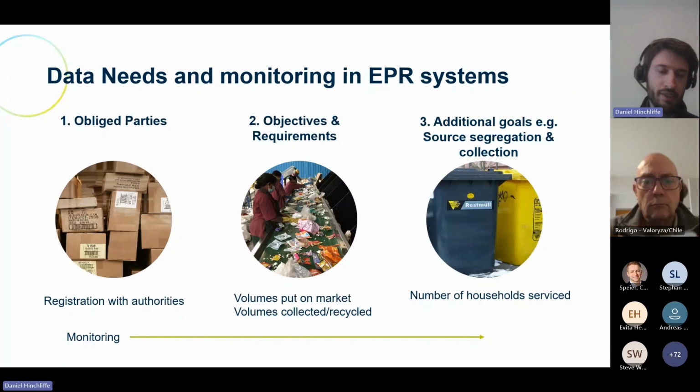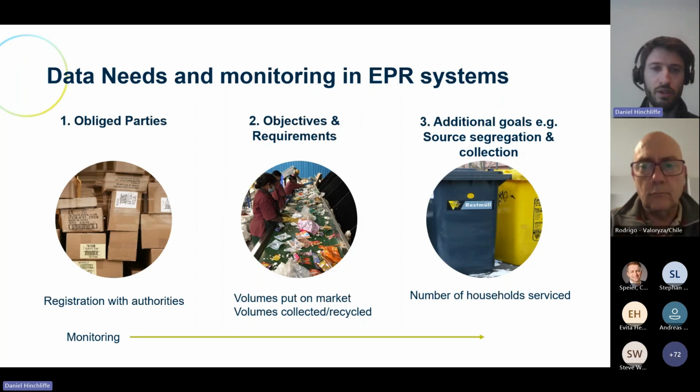And at each of these interfaces where we have data flows or material flows between different actors, we need to have monitoring in place to make sure that all of those flows of data or material are actually verified and correct.